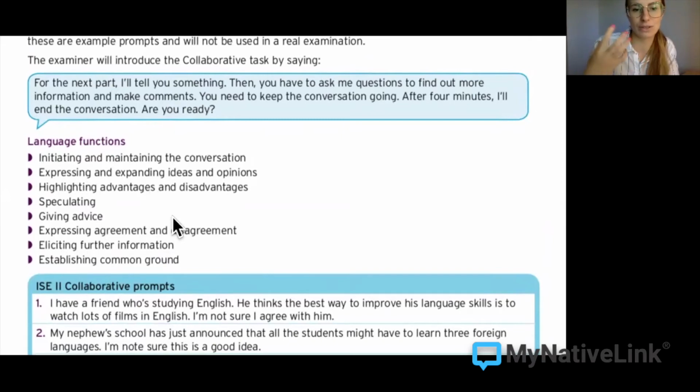Okay, so you could also talk about the advantages. For example, if the examiner says it's not a good idea to watch films to learn English, you could talk about the advantages of watching films to learn English. So always think, to create conversation, it's a good idea to talk about the other point of view.